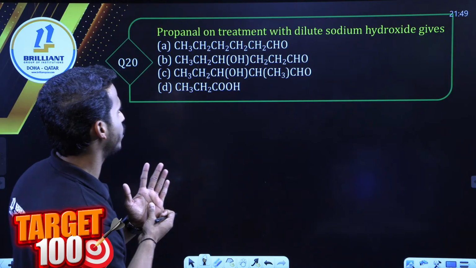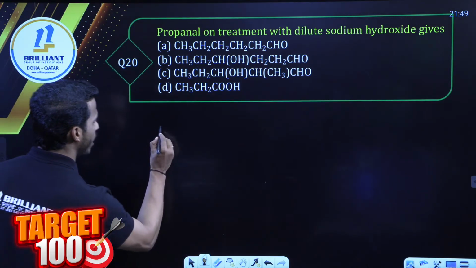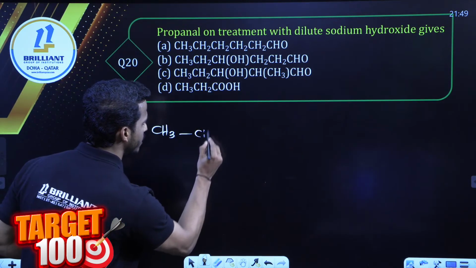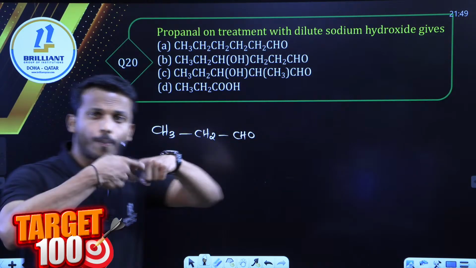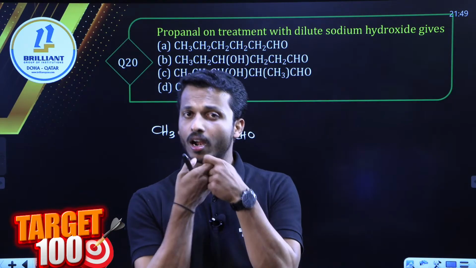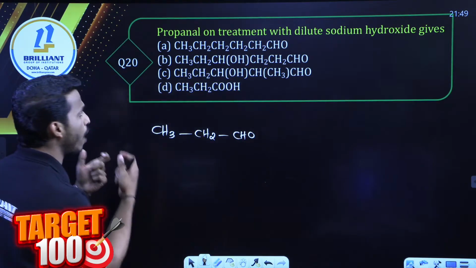Propanal on treatment with which one? Dilute sodium hydroxide. What is propanal? CH3CH2CHO, that is called what? Propanal. You know, propanal when it interacts, you will get which one? Aldol.